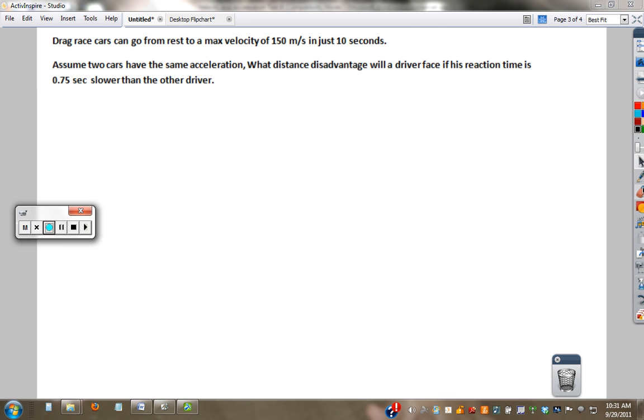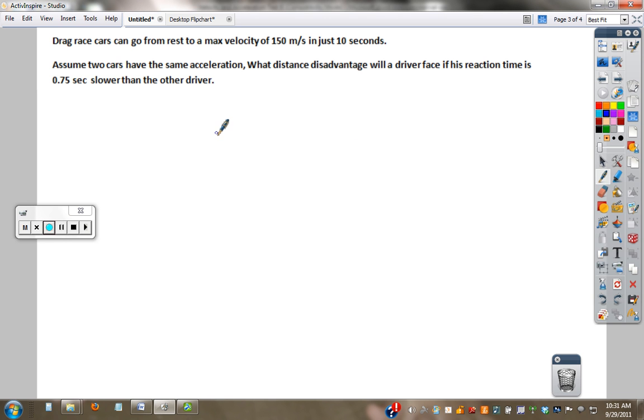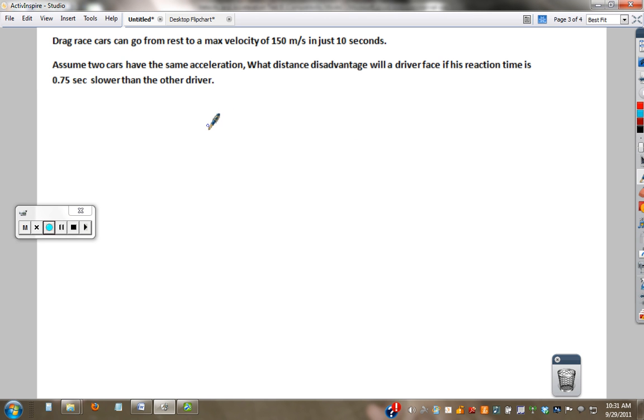Alright, now for our advanced problem. Same idea, make your list, and there's going to be a trick here. The advanced problem involves a double substitution. You're not given enough information to solve with just one formula. You need to do two.